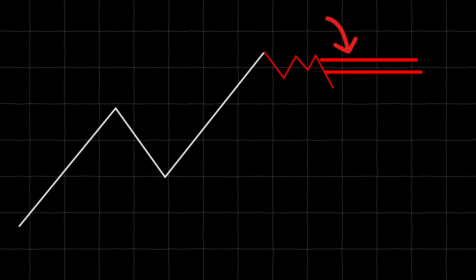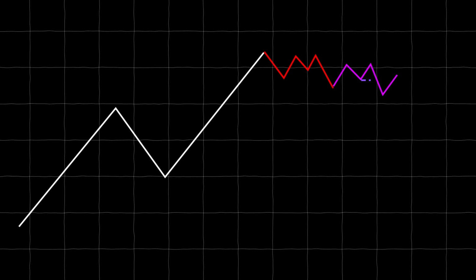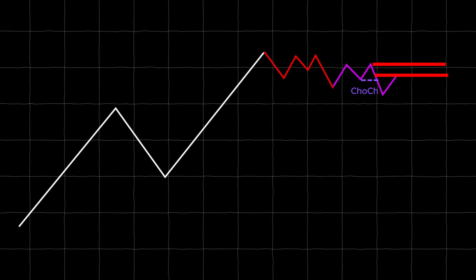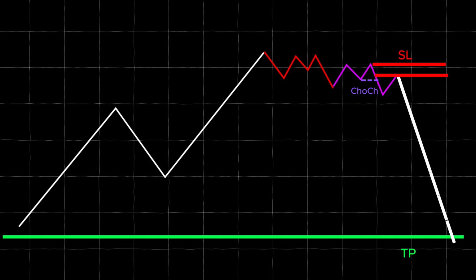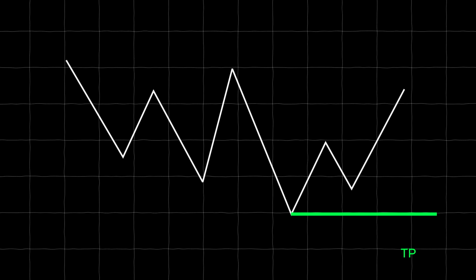But at the mitigation of the smaller structure, we switch again to a lower time frame to observe the change of character inside the smallest point of interest. That change of character is usually followed by another fair value gap or order block. This zone is the entry for this trading model, with the stop loss above the lowest time frame's point of interest and take profit at the low of the highest time frame structure. So the same take profit. The only change is the entry might be better and the stop loss should be tighter.